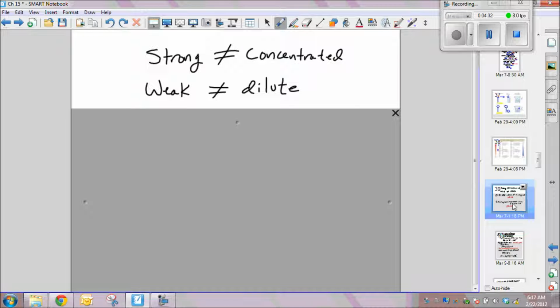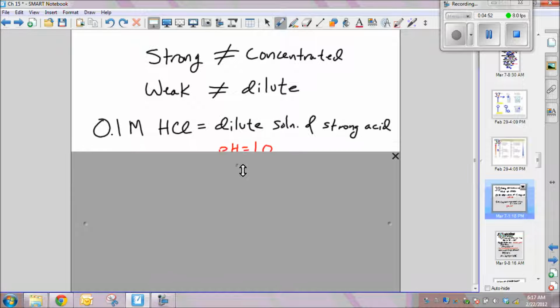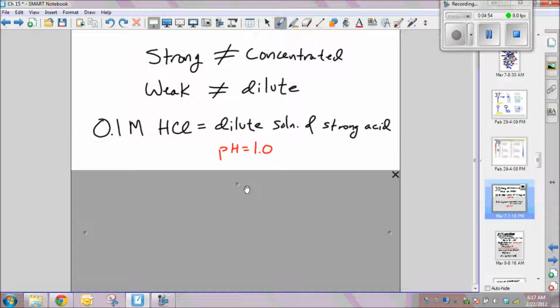So strong is not the same as concentrated. Those two terms have different meanings in chemistry, and same with weak versus dilute. A strong acid refers to the amount of ionization. Strong versus weak means ionization. Concentrated means the molarity of the species in solution. Here's an example. You don't need to copy this.